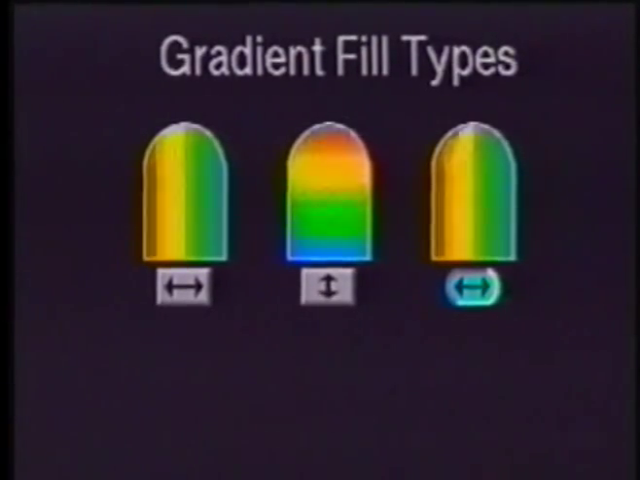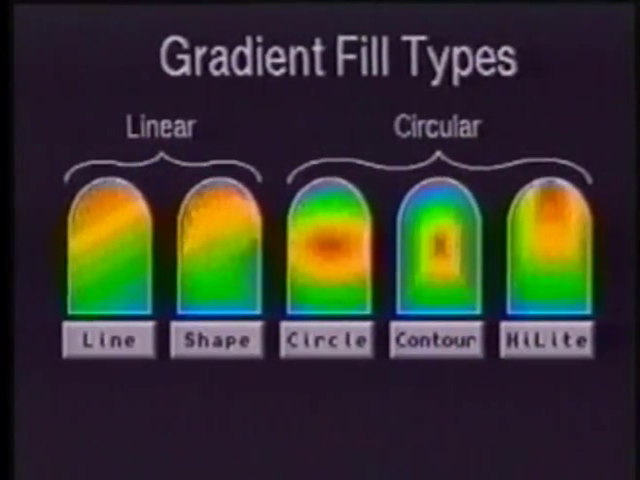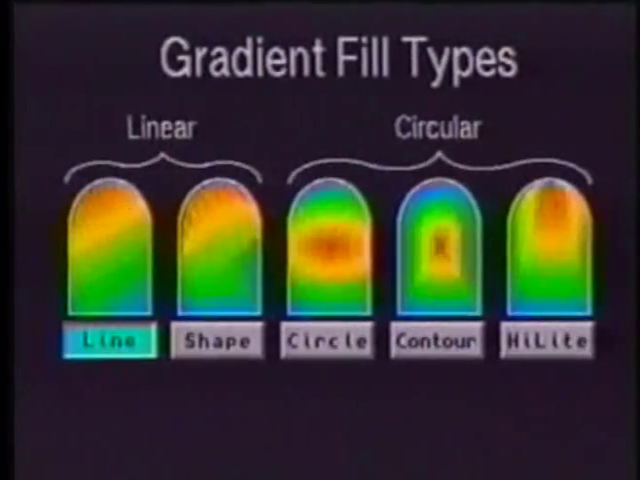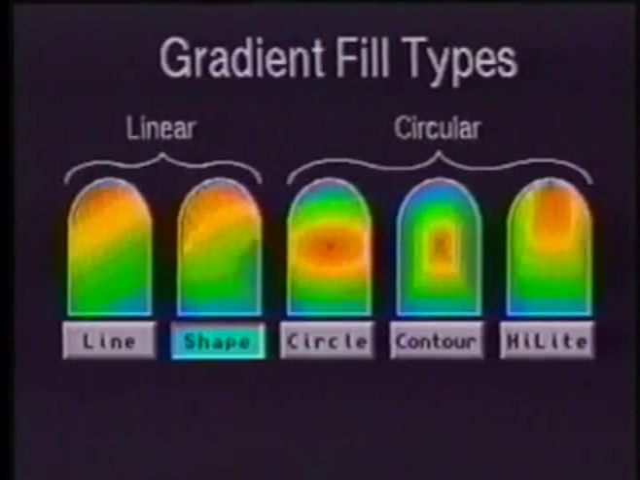In these next fill types, you will see that you have much greater control of the gradient's direction. Here is a sample screen which shows each of the circular and linear fill types. Line fills the object with a uniform linear gradient, ignoring the shape of the object. Shaped fills the object with a linear gradient, taking the shape of the object into account, so gradient lines tend to follow the object's contours.